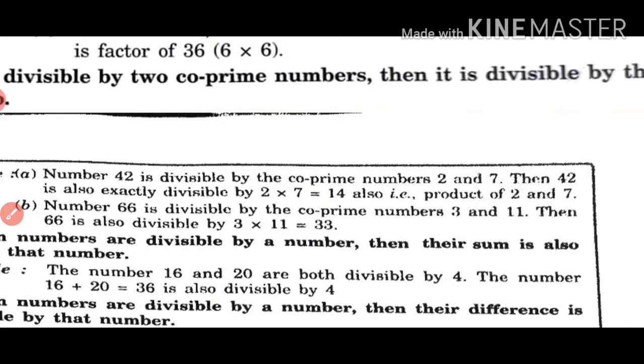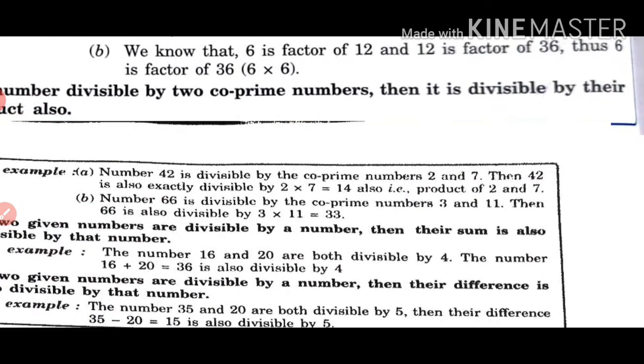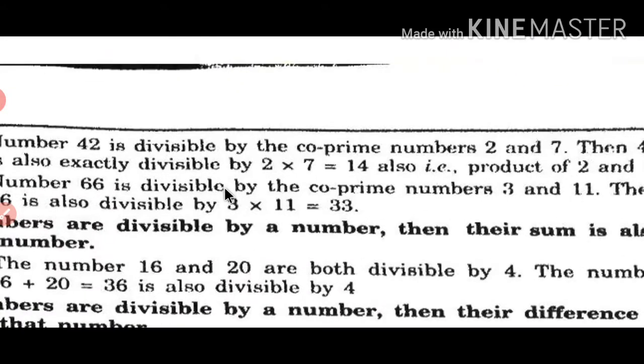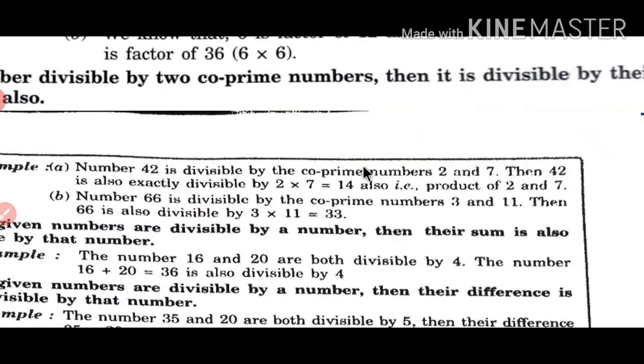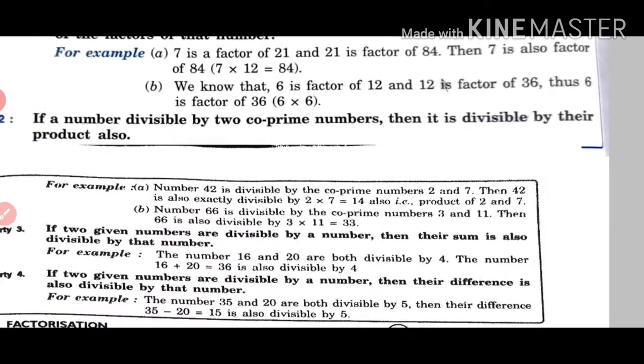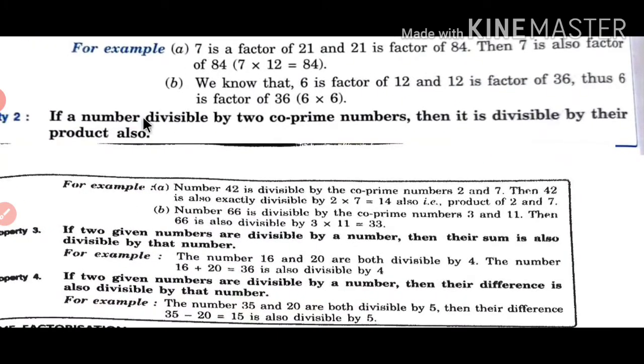So if 42 is divisible by two co-prime numbers 2 and 7, then 42 is also exactly divisible by 2 multiplied by 7, which is equal to 14. Or we can say that 42 is also divisible by 14. Product means multiplication. So this property says that if a number is divisible by two co-prime numbers, then it is divisible by their product also.